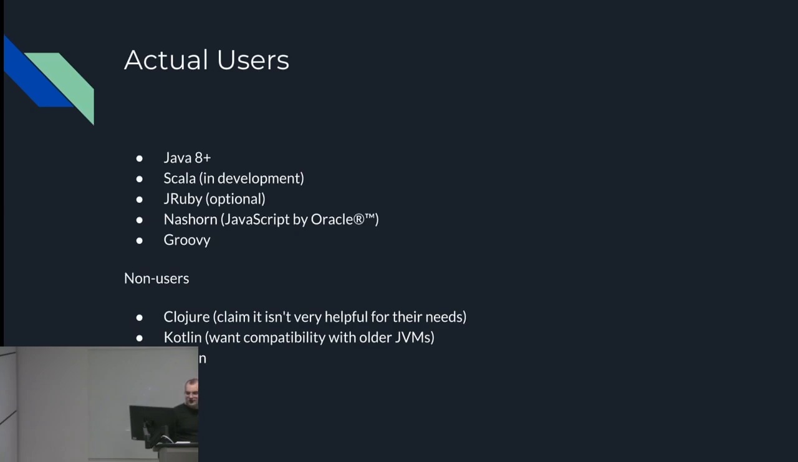Groovy uses this. There are some popular JVM languages that aren't. Clojure claims they don't really need to bother with this. Kotlin says, we want to target old broken JVMs, so we can't use this feature. Java 1.5 on Android forever. That's their target market. And Jython doesn't, and they don't seem to have a good reason why.